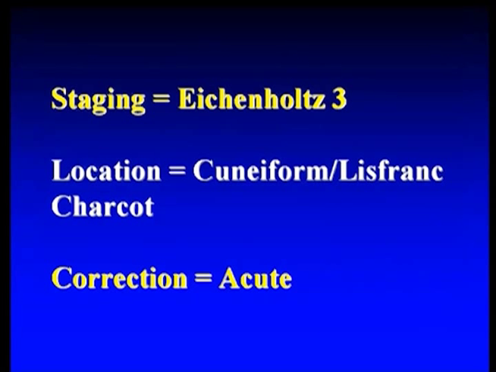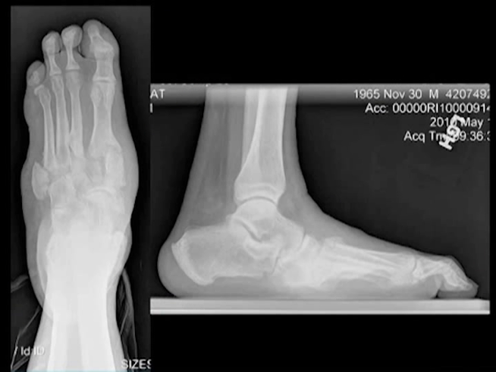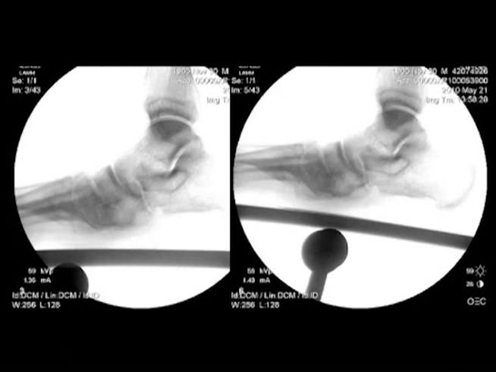So let's take an example of Eichenholz stage 3. The location is the cuneiform Lisfranc Charcot region, and I achieved this via acute correction. So here's an example of a middle-aged male with this Lisfranc Charcot with, you can see, previous surgery for amputation of the 5th ray due to the neuropathic Charcot condition. Here you see the collapse on the lateral plane.